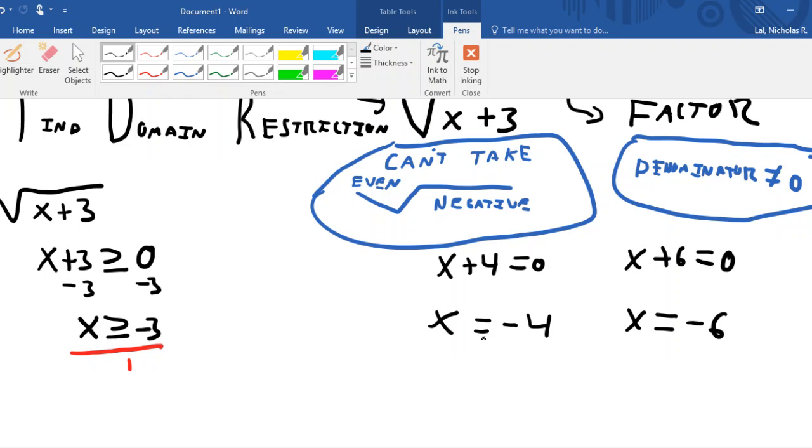Now these are vertical asymptotes. These are the equations of our vertical asymptotes because they don't cancel out. And vertical asymptotes are domain restrictions. If you have a vertical asymptote, that's a value that x cannot be. So x cannot equal -4 and x cannot equal -6. So now I have all of these restrictions. How do I figure out what my domain is?